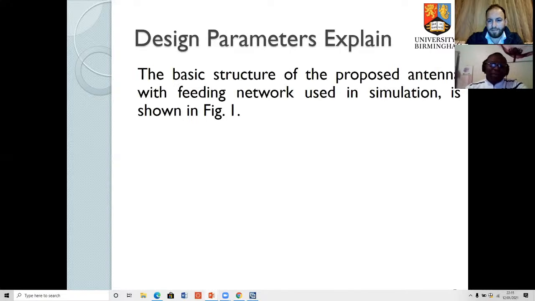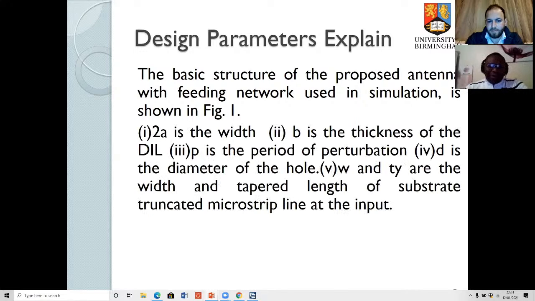Now, the basic structure of the proposed antenna with the feeding network used in the simulation is shown in Fig 1, which I just showed you. The area that I want you to pay attention to is the parameters which I talked about. The 2A will represent our width, the B will represent the thickness of the dielectric, the P is the period of the perturbation, meaning the hole that is created in the antenna, and the D is the diameter involved in the hole. Other parameters involved are the W and then the TY, which are the width and then the tapered length of the substrate.